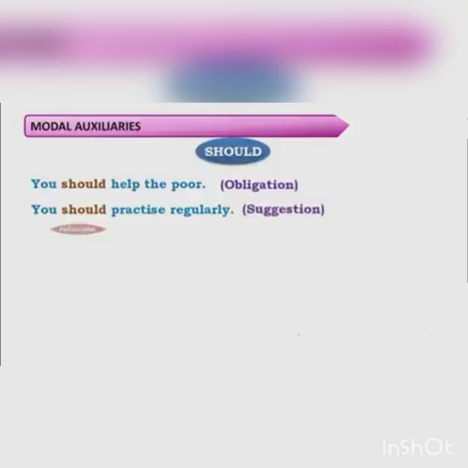Okay, now we move to should. You should help the poor. It comes under obligation. It is your responsibility that you should help the poor. In this case, students, suppose if we do not help the poor, we are not supposed to be punished by someone, but it's just our moral responsibility. Something that we should feel, we must do. So it is called an obligation, a type of responsibility. But if you see the next example, you should practice regularly. So surely it is a suggestion.